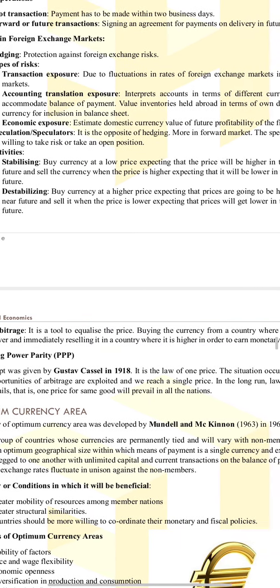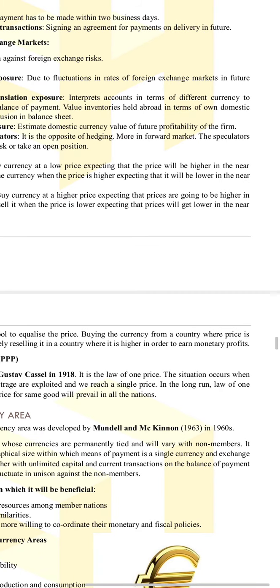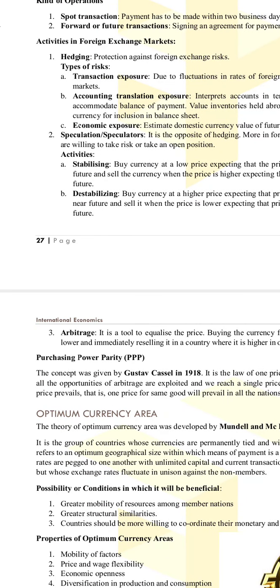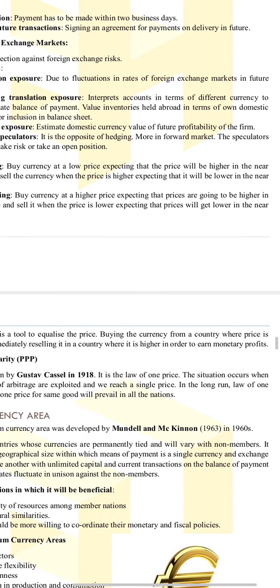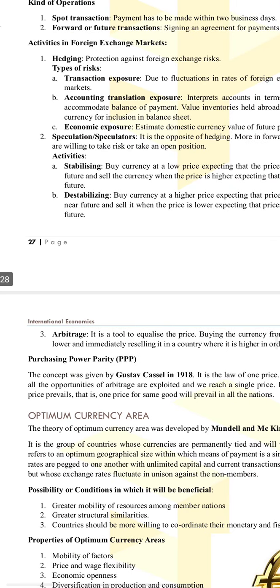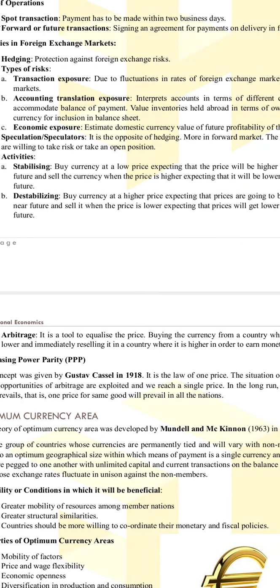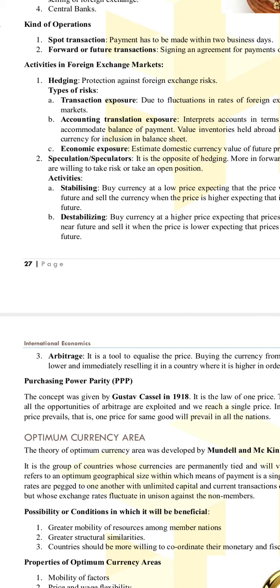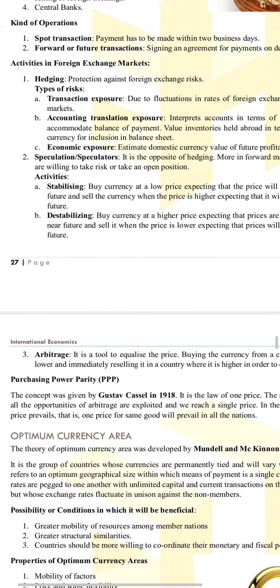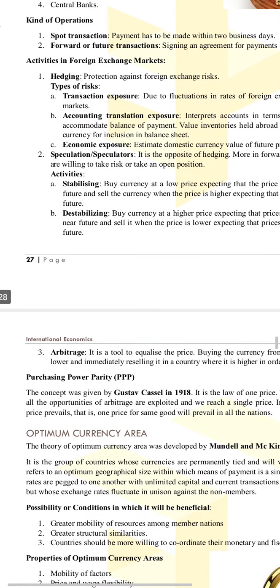In stabilizing, you buy currency at a low price, expecting that the price will be higher in the near future, and sell the currency when the price is higher, expecting that it will be lower in the near future. In destabilizing, you buy currency at a higher price, expecting that prices are going to be higher in the near future, and sell it when the price is lower, expecting that the price will get lower in the near future.